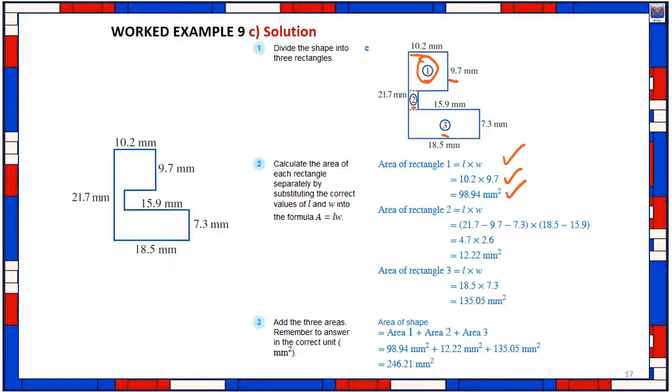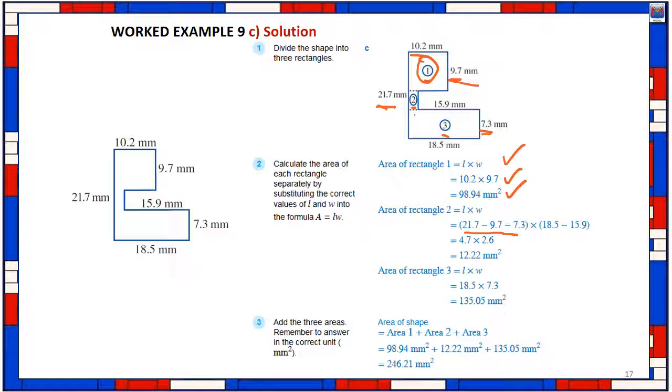Right, in rectangle 2, now we have to work out how big rectangle 2 is. For example, I know that this entire side is 21.7. This one side of rectangle 1 is 9.7, and the side of 3 is 7.3. So if I take this one and this one away from this one, which is what I've done there, I get the length of that side.